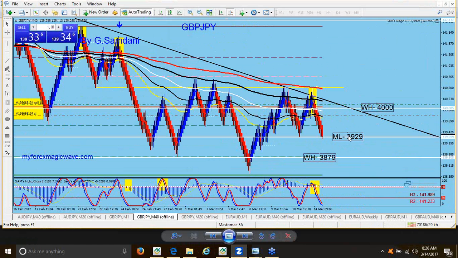I teach you where to get these levels and how to find these levels very easily. All you have to do is just learn, and it becomes a piece of cake. Next level to the downside is 38.79, and we already once bounced from there. So maybe into the next level, I'll close this one.